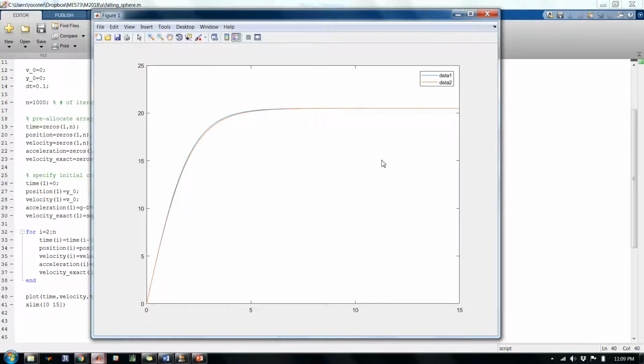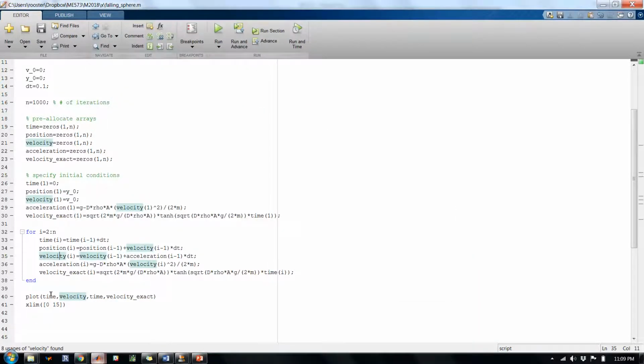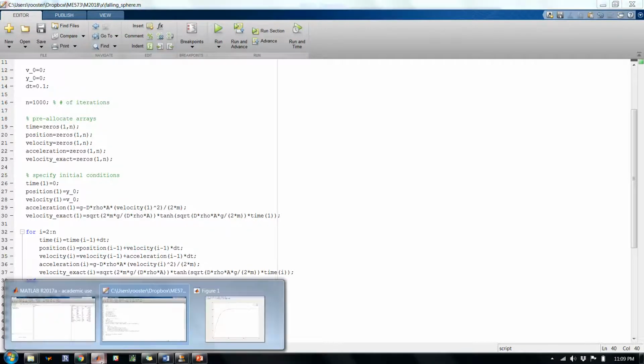There we go. All right, so you can see this points out that we've got two things plotted. Now I've done this enough to know which is which. If I go back to here, the blue one is the first pair, the red is the second pair. So the red is the exact, the blue is the Euler velocity versus time here in the plot command. So let's look at the plot again.